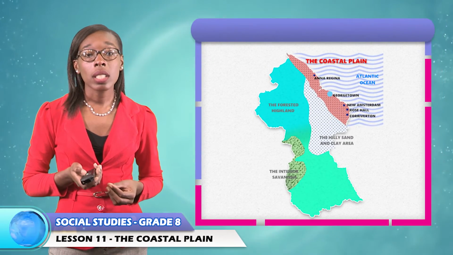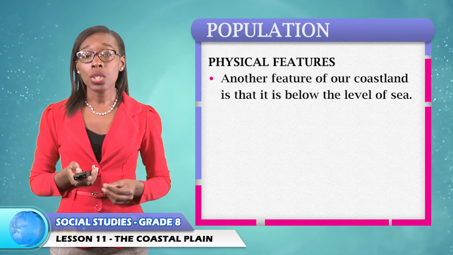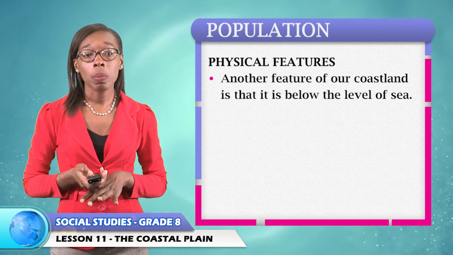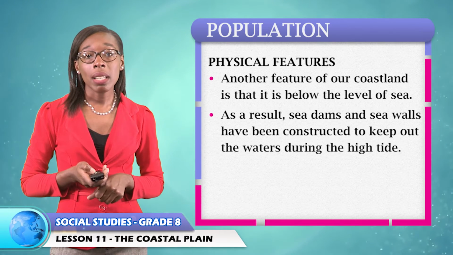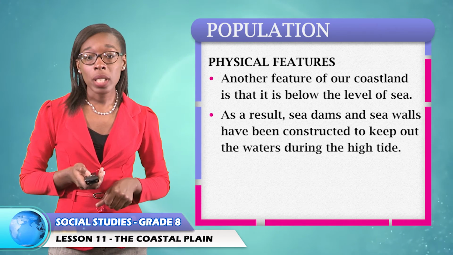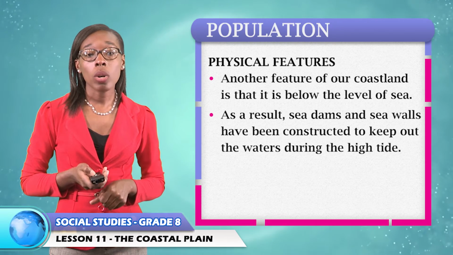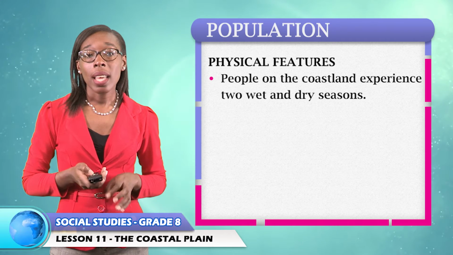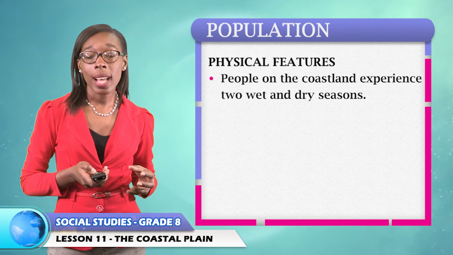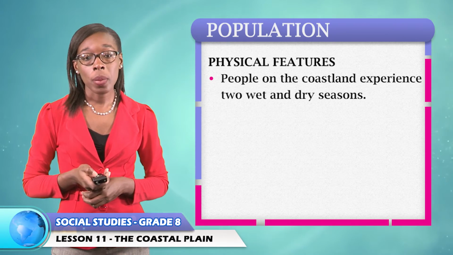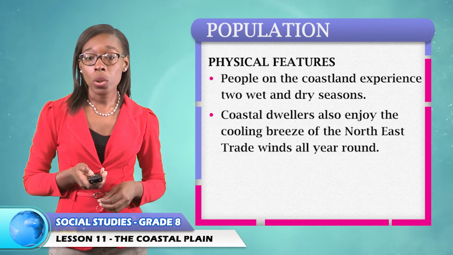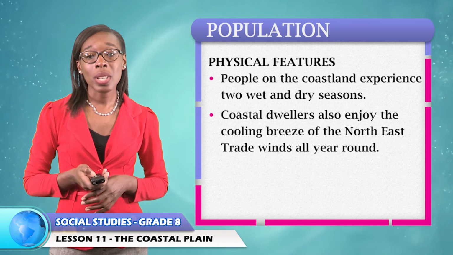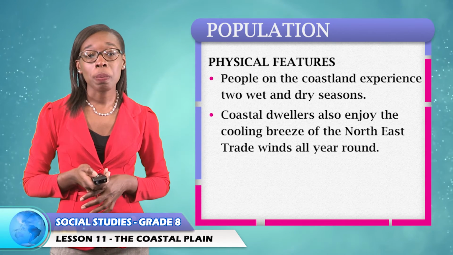All right, let's continue. Another feature of our coastline is that it is below sea level. As a result, sea dams and seawalls have been constructed to keep out the waters during the high tide. People on the coastline experience 2 wet and 2 dry seasons. Coastal dwellers also enjoy the cooling breeze of the northeast trade winds all year round.